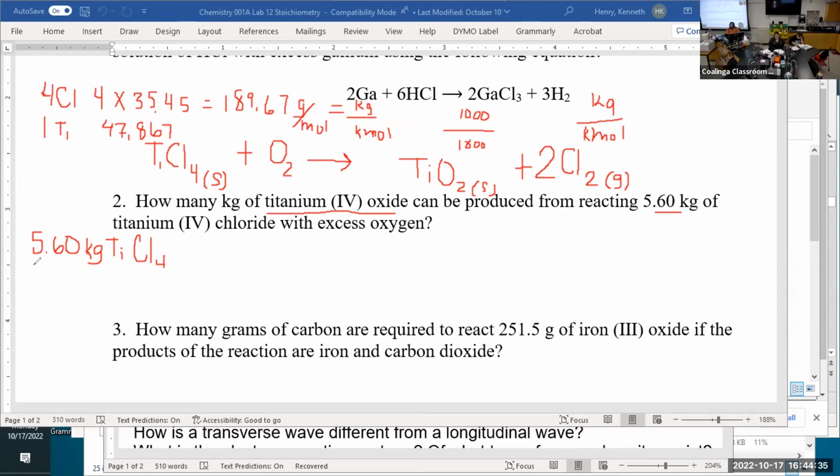Okay, so then I can just use kilograms per kilomole. So I could say I have 189.67 kilograms per 1 kilomole. Okay, so then that allows me to get moles, right? And that is for titanium chloride.